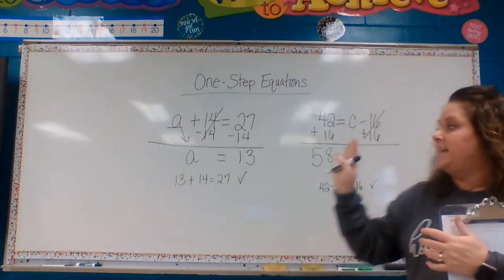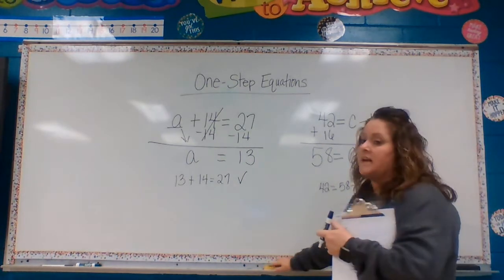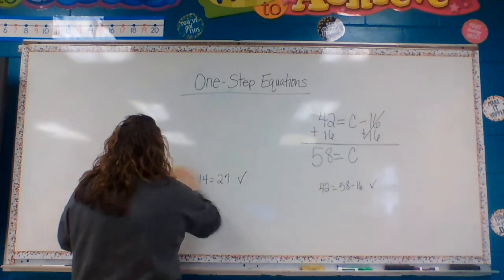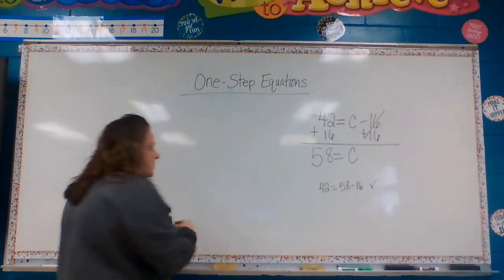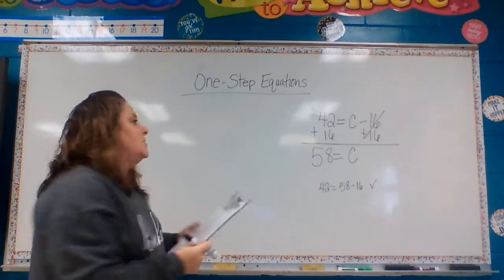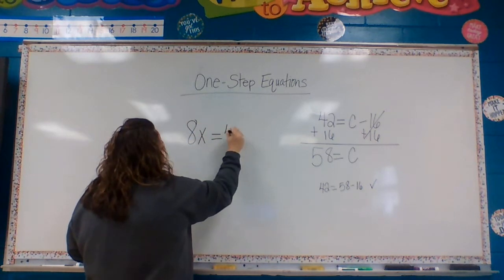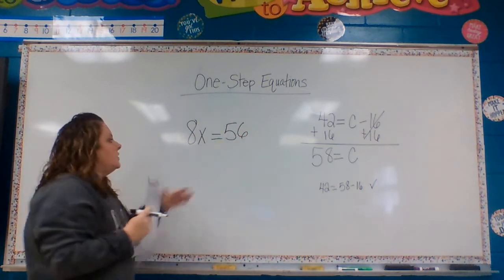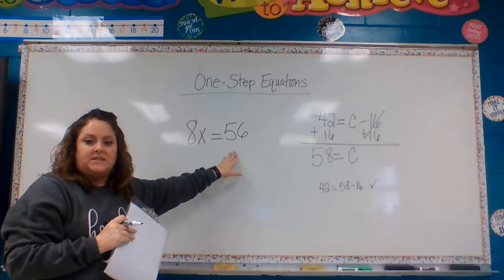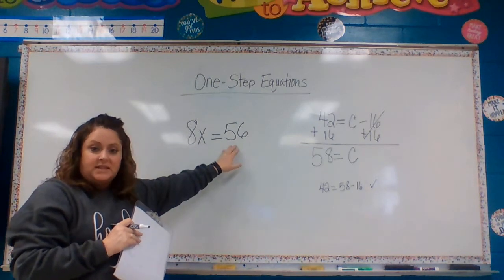So that's an addition and a subtraction equation, and now I'm going to erase these because I want to show you multiplication. All right. We're still talking about inverse operations, and this is what a multiplication one-step equation looks like. Okay, this equation is telling me that 8 times x equals 56. 8 times something equals 56.